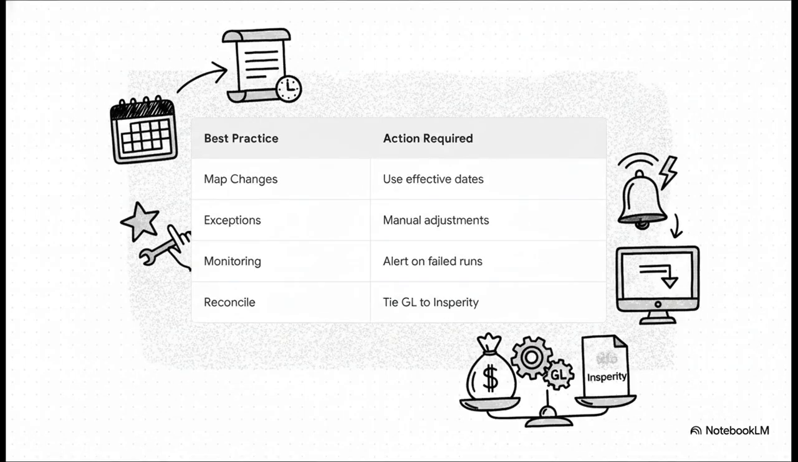But of course, even the best automation requires a little upkeep. To maintain this scalability, you've got to follow some simple best practices. You need to document mapping changes using effective dates. You still need to plan for exceptions, like highly unusual bonuses. You absolutely must set automated alerts for any failed runs, and always tie your GL payroll expense back to the Insperity registers during your monthly reconciliation. Doing this ensures your controls stay perfectly aligned month after month.